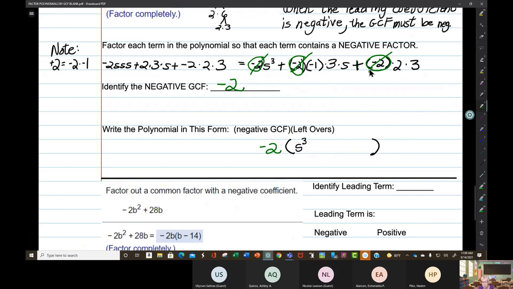Now, okay, plus, I'm going to keep the plus for a minute, then I'm going to rewrite it again. Negative 1 times 3 times s plus 2 times 3. And that will give me negative 2 parentheses s to the third or s cubed plus times minus is minus, minus 3s plus 6. Oh, you've got to have that parenthesis on the end.